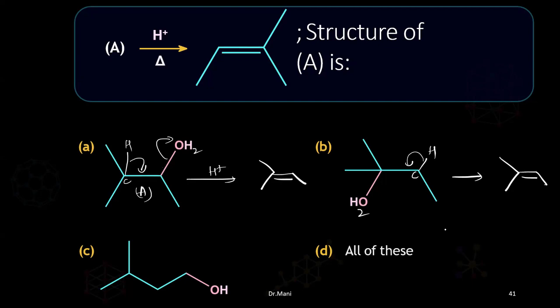Next one, this is the condition where the protonation will happen and the hydrogen will be attached here. So this will be leaving. And let's say the hydrogen here will be broken and it will try to make the double bond here. So this will turn out to be like this.